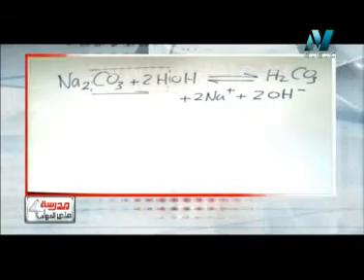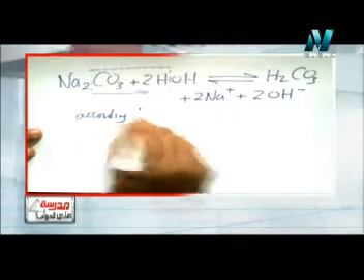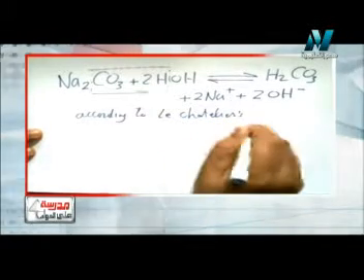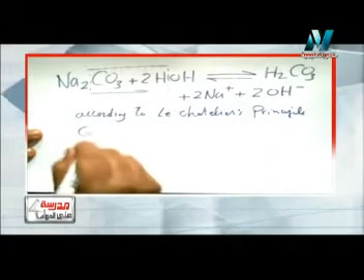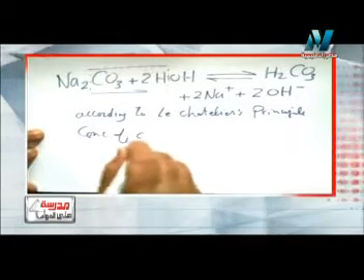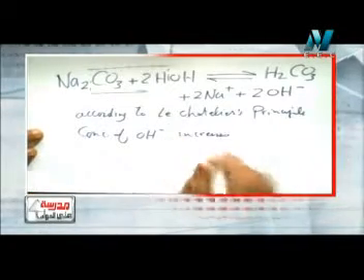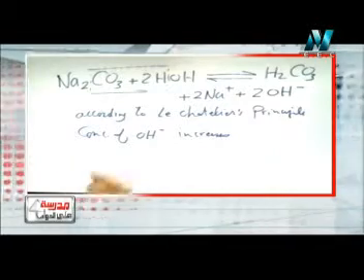According to Le Chatelier principle, the concentration of OH negative increases. Why? Because when H is formed, it combines with carbonate. I can write this in 3 equations to explain in detail.